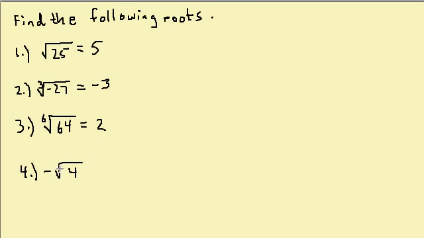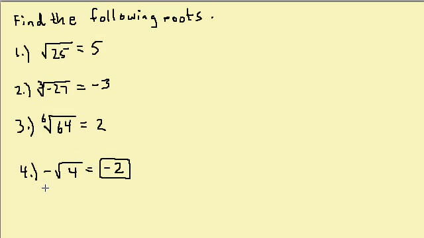Okay, now let's look at number 4. Negative square root of 4. So right now we don't even pay attention to the negative sign because it's outside of the radical. And all we look at is the 4. So the square root of 4 is 2. Okay? And then in front of the radical we have a negative. So the square root of 4 is 2, and we have the negative sign. So it's negative 2.